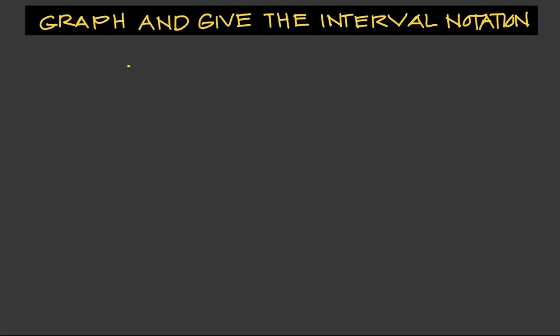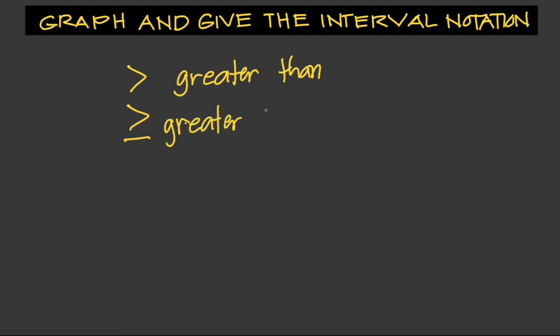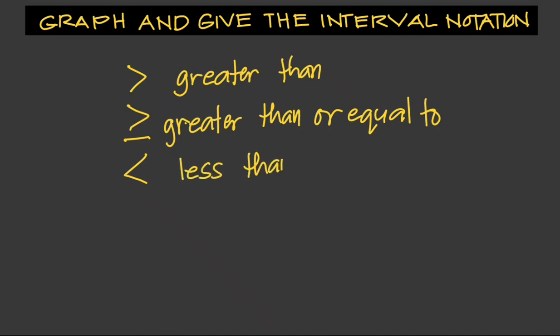Say we use this symbol, read as greater than, and this one is read as greater than or equal to. Then this one is read as less than. Then this one, less than or equal to.